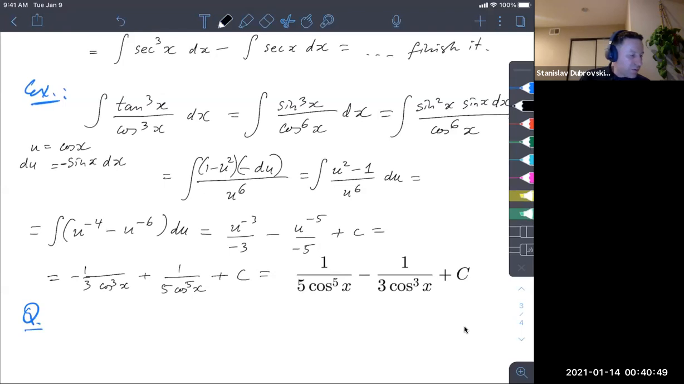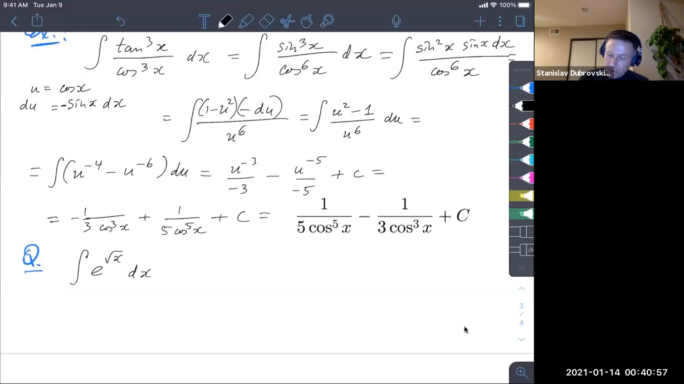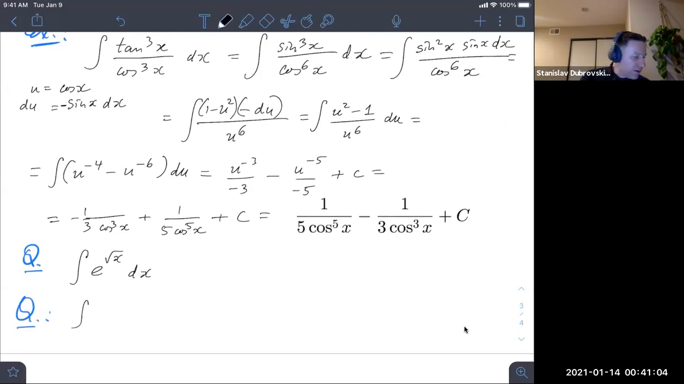So one example will be the integral of e to the square root of x dx. Try this. Also try the integral of something a little bit more complicated: x fifth plus 1 over x cubed minus 3x squared minus 10x dx.